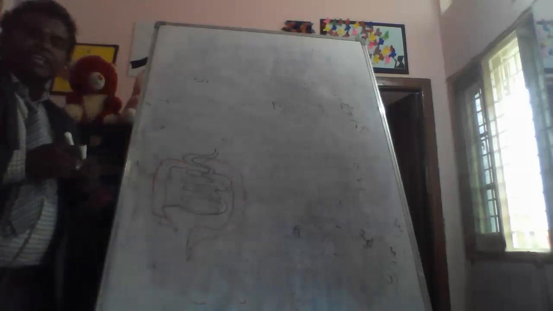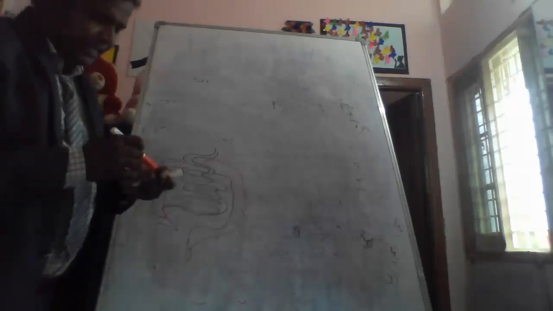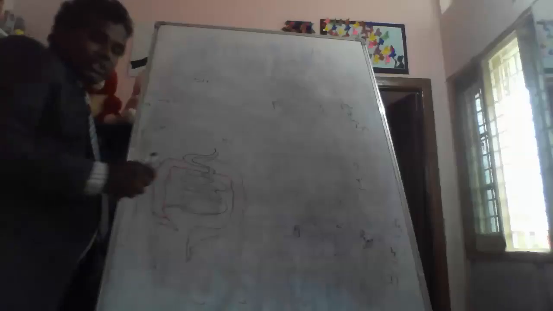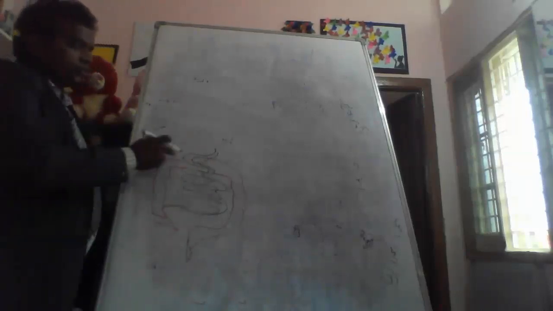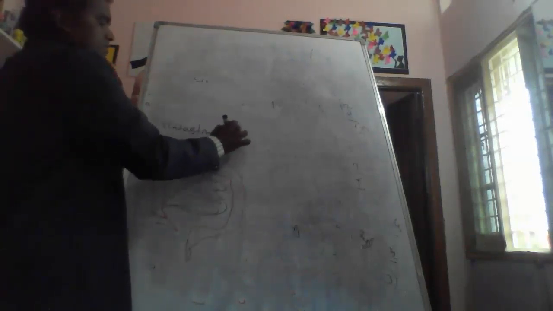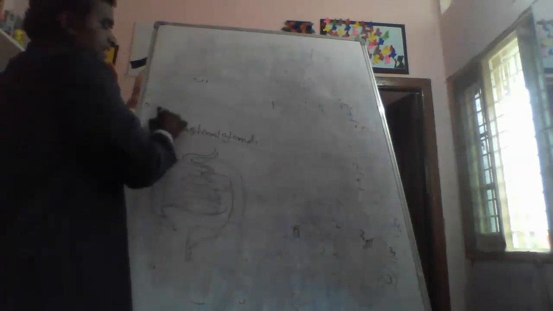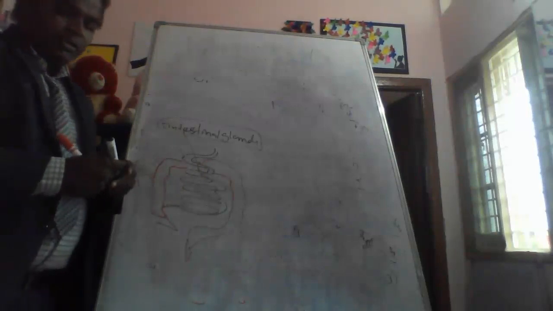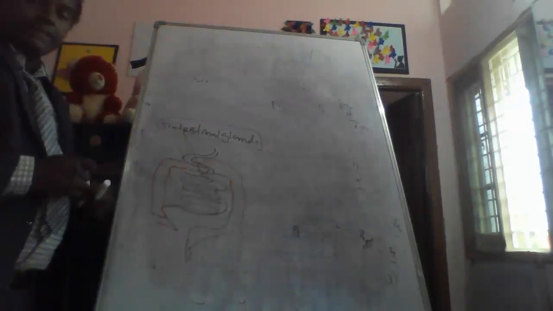Where is the presence of intestinal glands? Intestinal glands are nothing but the glands which are present in the small intestine. The glands which are present in the small intestine are called intestinal glands.